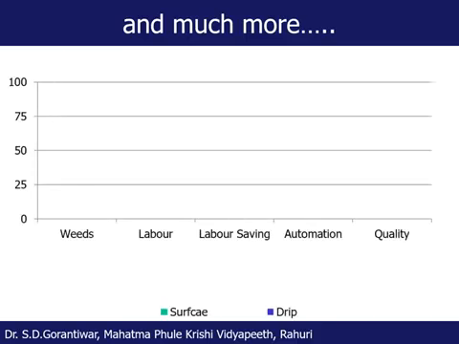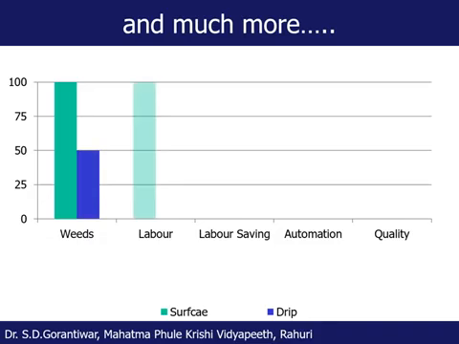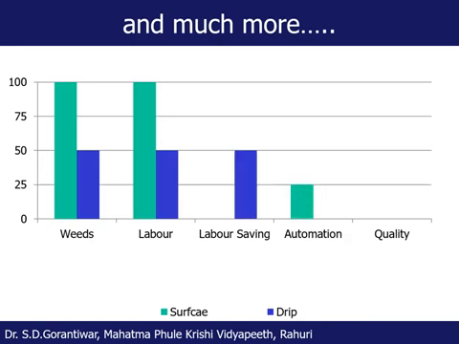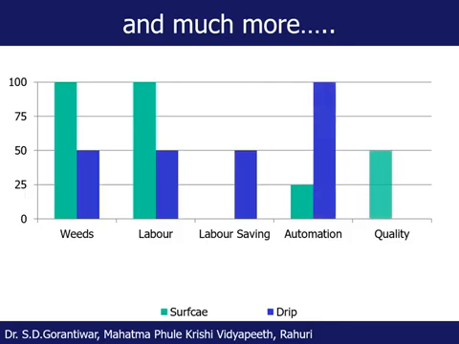Then again, regarding weeds, labor saving, automation, and quality, all these quantitative estimates are based on the averages, of course. If the weed infestation in surface irrigation is 100, then in drip it is only 50. Labor requirement, if in surface irrigation it is 100, then in drip irrigation it is 50. So labor saving is 50%. Automation possibility in surface irrigation could be only up to 25%, but in drip it is up to 100%. Quality, in case of the surface irrigation method, if we are satisfied 50% with the quality, in case of drip irrigation we are satisfied 100%.